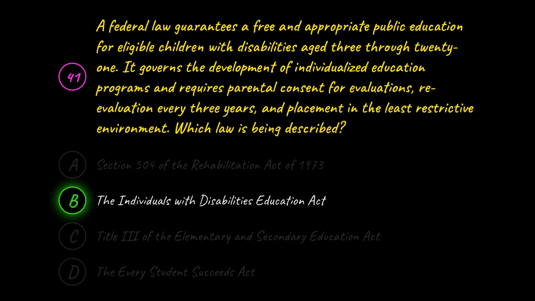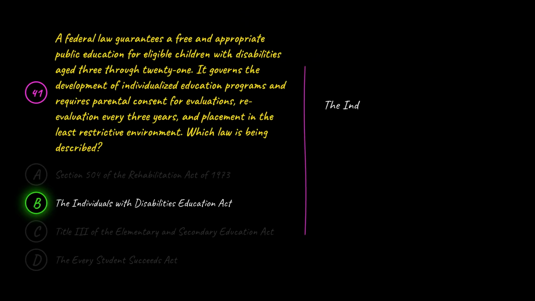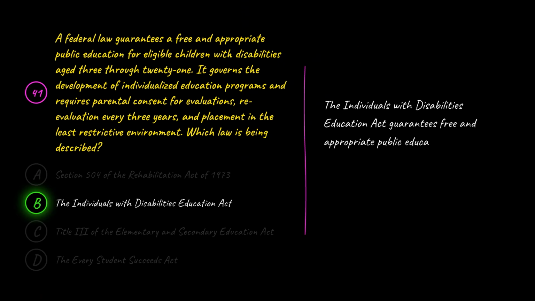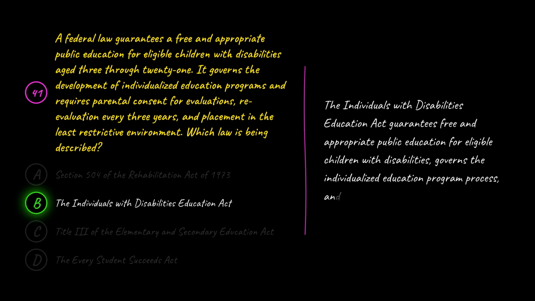The correct answer is B. The Individuals with Disabilities Education Act. B is correct because the Individuals with Disabilities Education Act guarantees free and appropriate public education for eligible children with disabilities, governs the individualized education program process, and requires parental consent along with triennial re-evaluation. The least restrictive environment principle is one of its defining features.